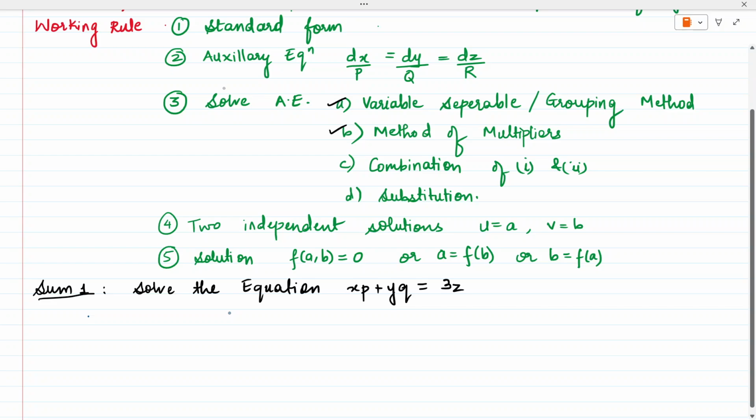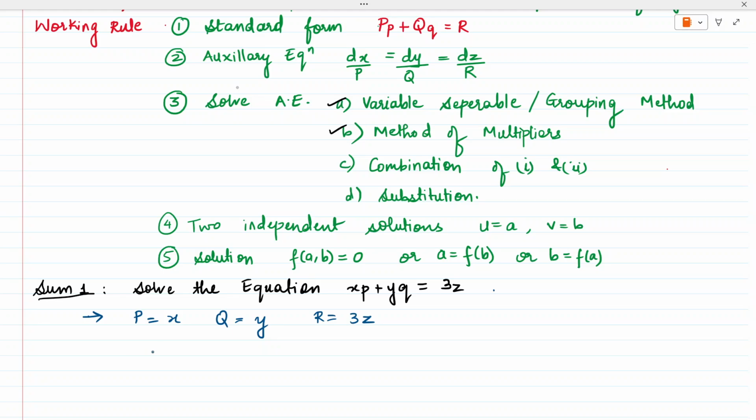Okay. Step number one, you have to write the question in the standard form. Is the question already in the standard form? What is the standard form? A function of x, y, z with p, the partial derivative, q times Q, and R on the right hand side. If the question is already in the standard form, what is the value of P, what is the value of Q, and what is the value of R? P is x, Q is y, and R is 3z. No doubts still here. We now write down the auxiliary equation. Step number one is done. The auxiliary equation is dx over P, dy over Q, and dz over R.